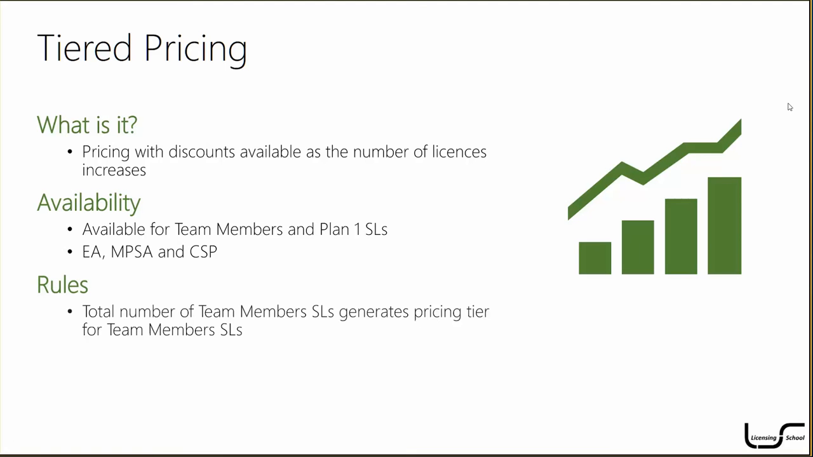The rules are interesting but slightly bizarre. Okay, have a think about this. The total number of team members SLs generates the pricing tier for team members SLs. Now, I think that makes complete sense. If I want to know which tier I'm on for the team members, then what I would do is count up the team members licenses, and that puts me in the pricing tier.